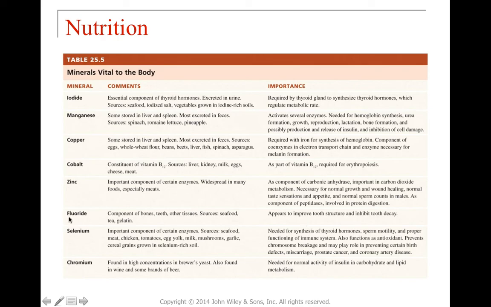We actually have a problem with fluoride right now because most people are drinking bottled water, and so they're not getting enough fluoride in there, and so they are having softer teeth, but I digress.